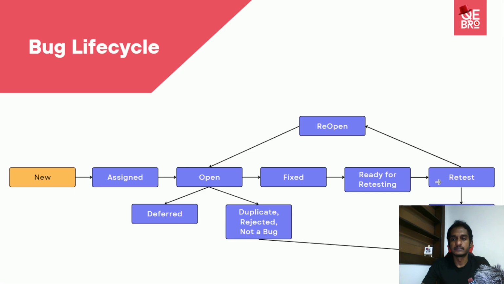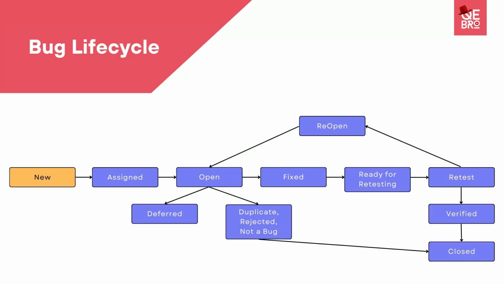Then a quality engineer will get it assigned to himself and do the retesting. From the retesting, it could be reopened as well, because it could be partially fixed, or not even fully fixed. Those scenarios can happen. So from the retesting level, you can reopen, and again it will go through the same cycle. Or else, if you find it fixed, you can mark it as verified and closed. So these are the main stages in your bug life cycle.